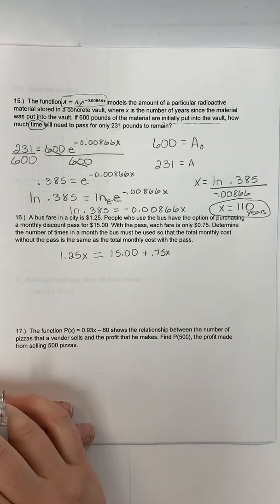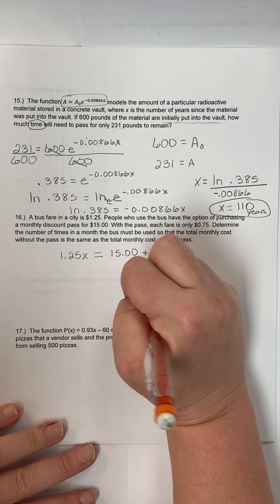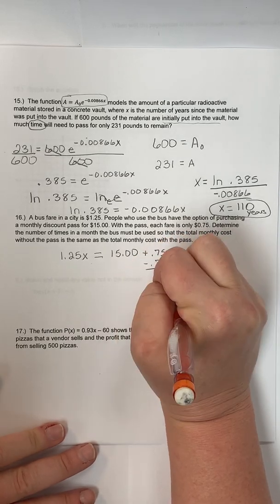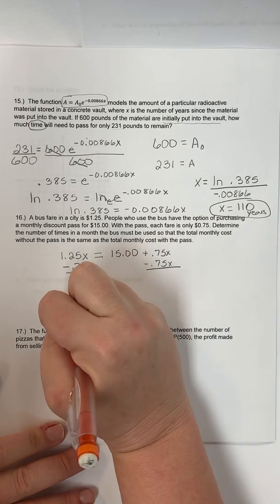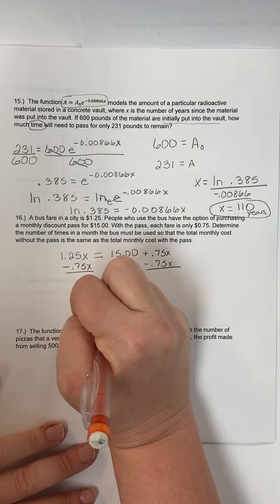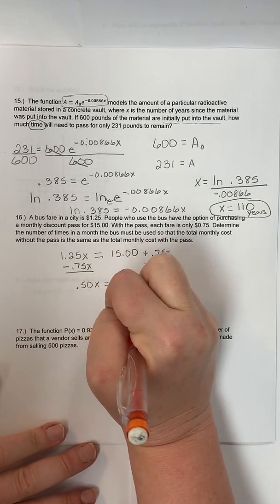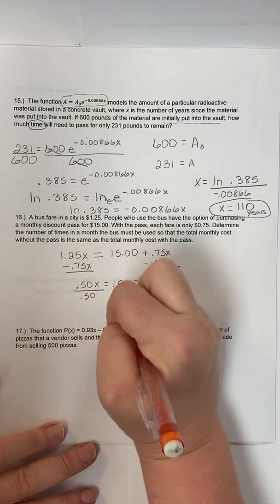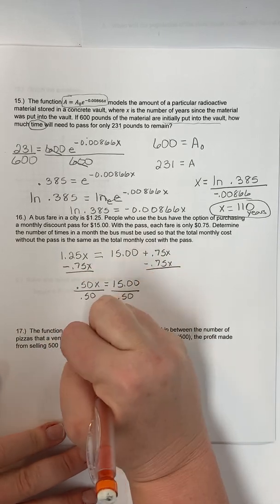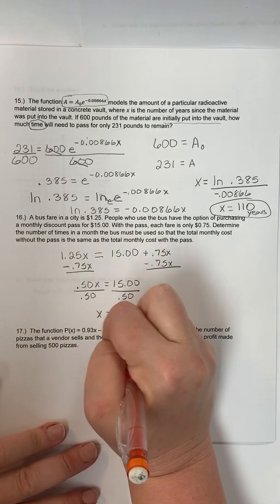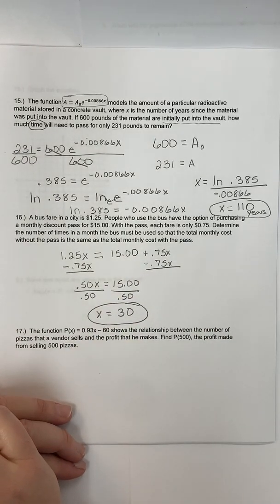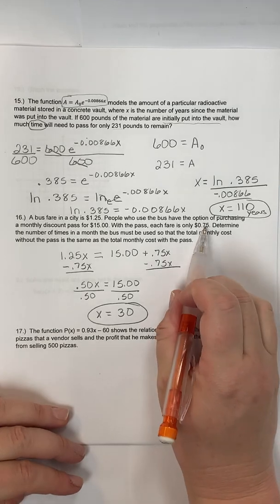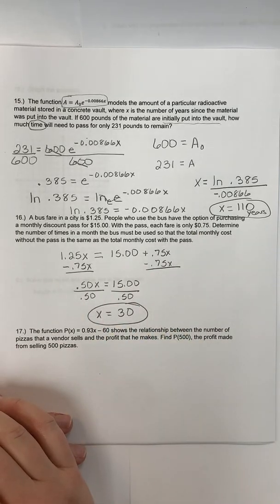Now all we're going to do is solve for X. I'm going to subtract 0.75x from each side. I get 0.50x equals $15. Divide by 0.5, and x equals 30. You'd have to ride it 30 times for it to be the same. Anything over 30, it would be cheaper if you went with the pass.